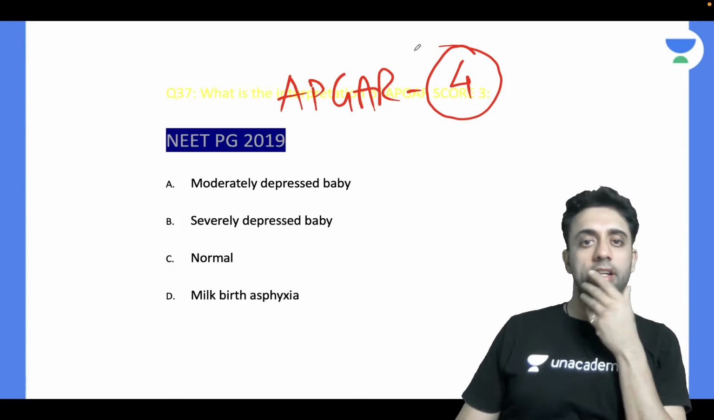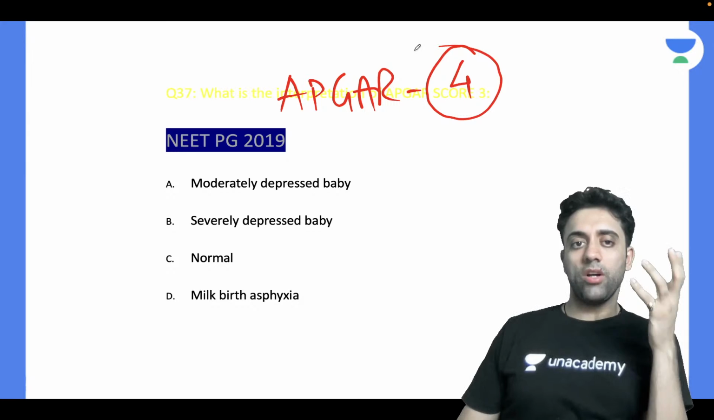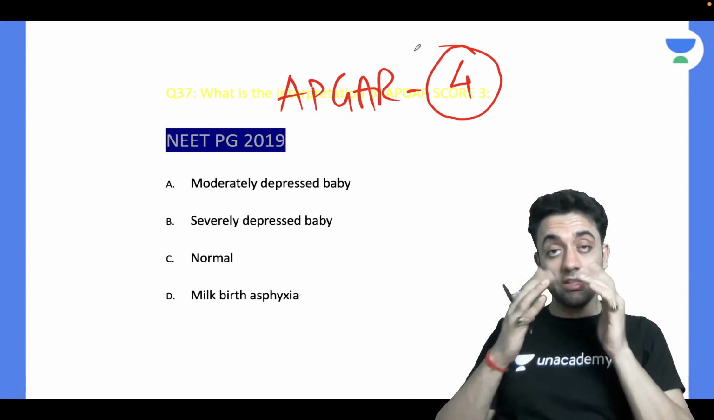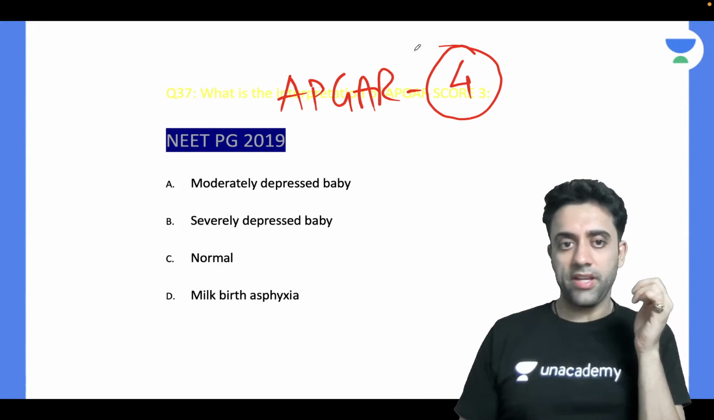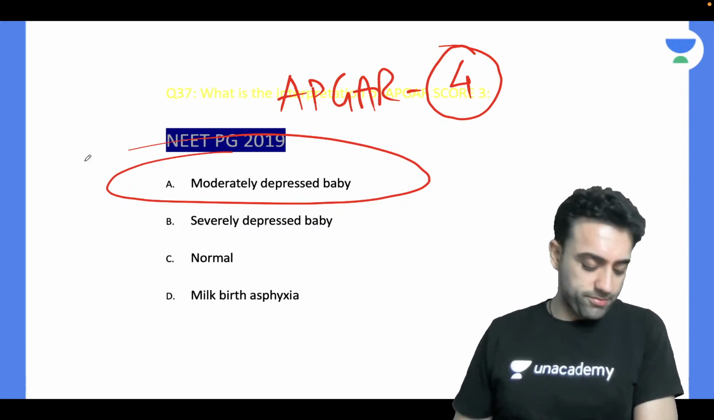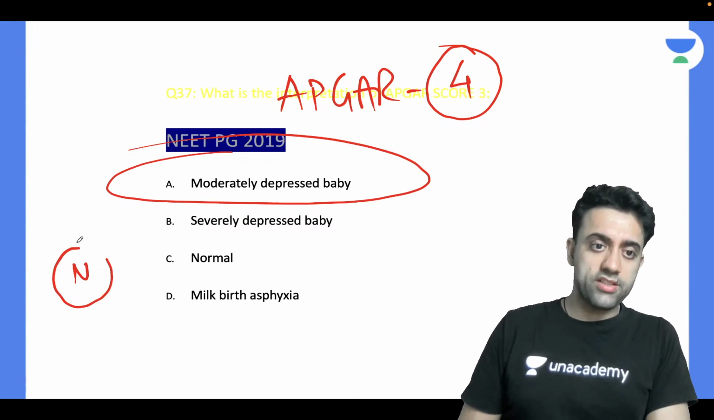Yes. If the Apgar is 4, then what is the interpretation? NEET PG 2019 question. The answer is moderately asphyxiated baby or moderately depressed baby. Yes. What is the normal Apgar score?